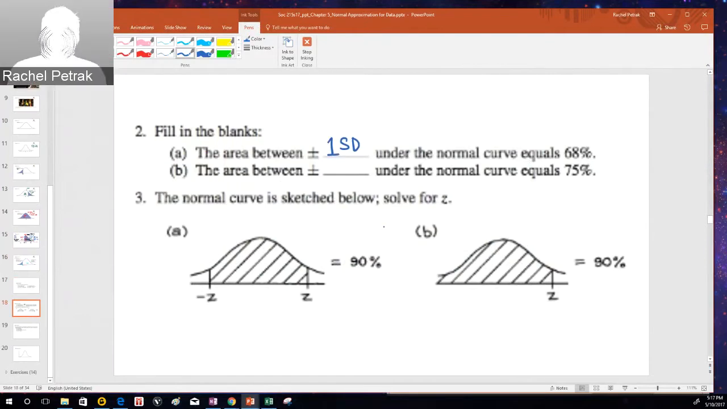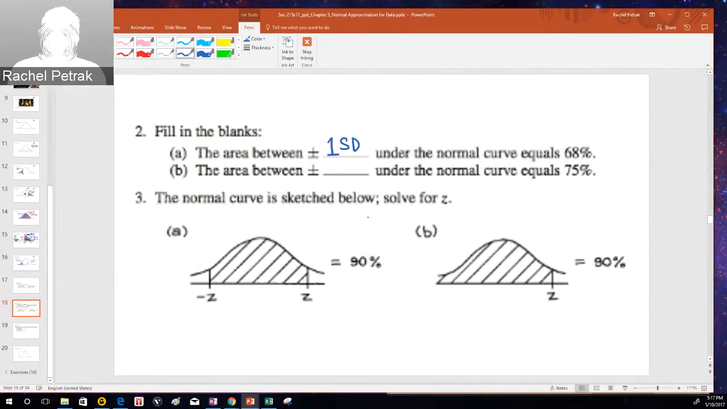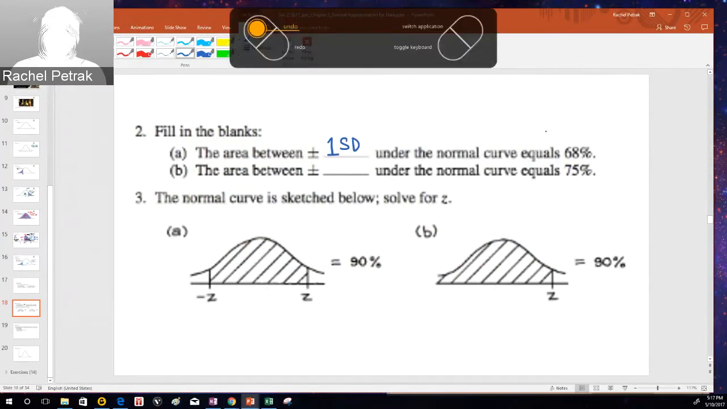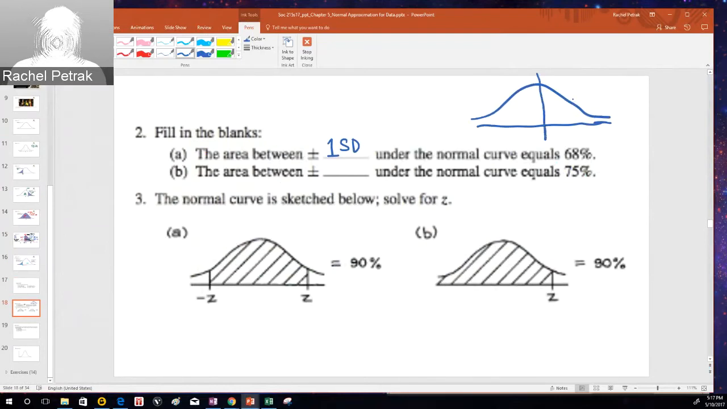Now we don't know the area between, it's the area under the normal curve that equals, or for B here, it's not one of our standard percentages. What we're looking for now is the area between the standard deviations between which 75% of the distribution would fall. And so just remember, when we're talking about these betweens, you need to find the centered proportion, not the top or bottom part.